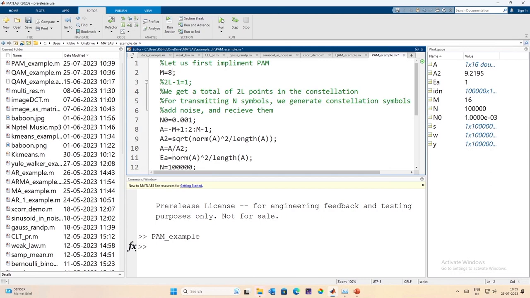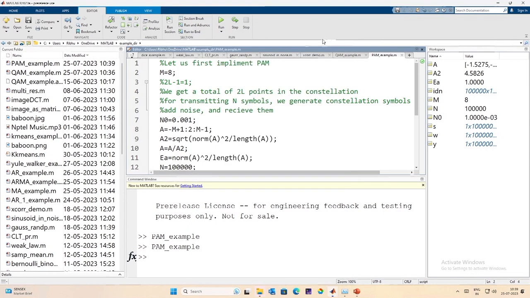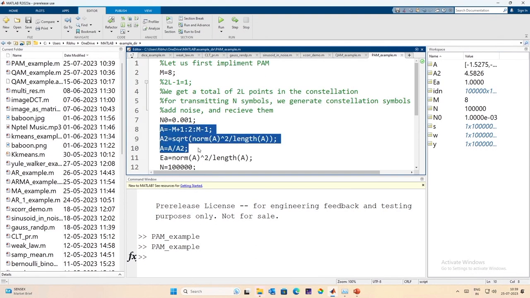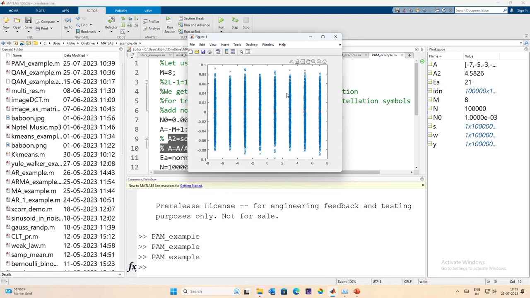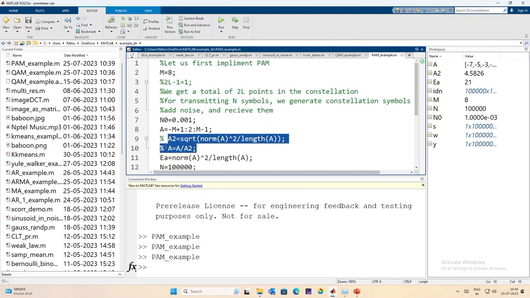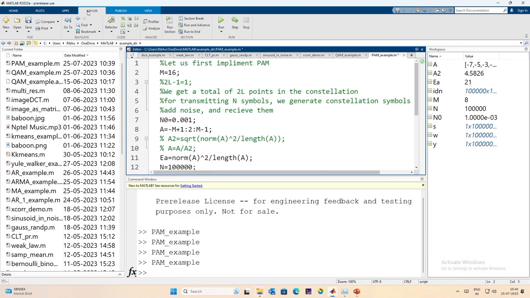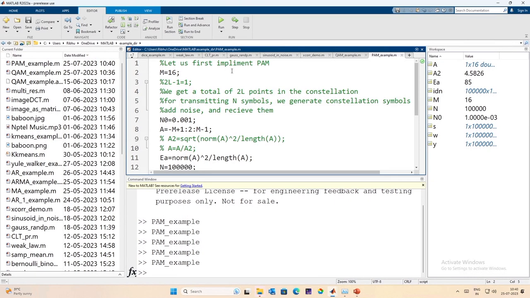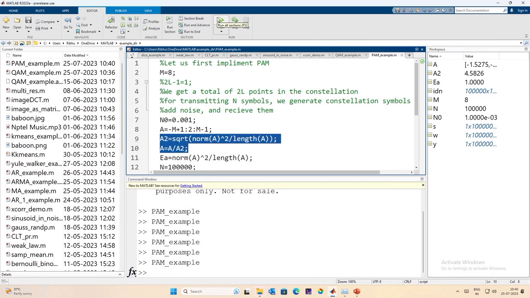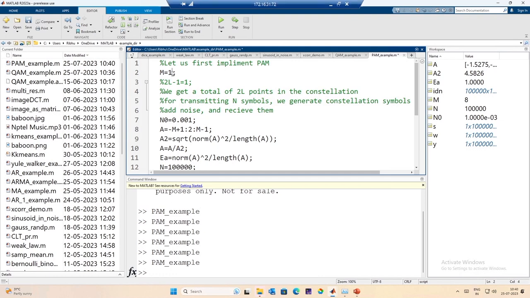So for 8, see that EA is 1, whereas if I remove these two steps, then you can see that the average energy of the constellation changes, which is natural. EA is 21, and if I make it 16, EA will change. So naturally the average energy is increasing, whereas if I keep this, the average energy of the constellation remains the same. So we now have PAM with fixed energy. Now let us repeat our simulation exercise.